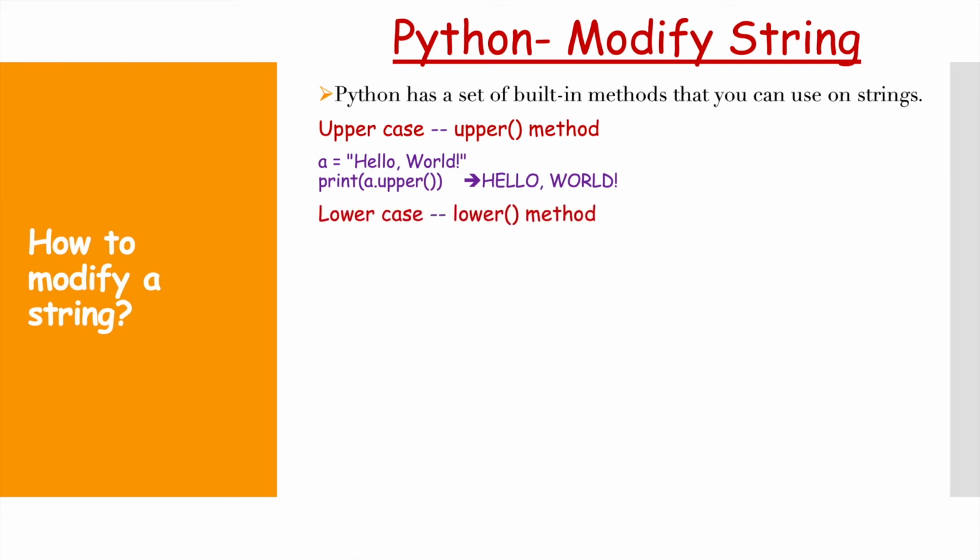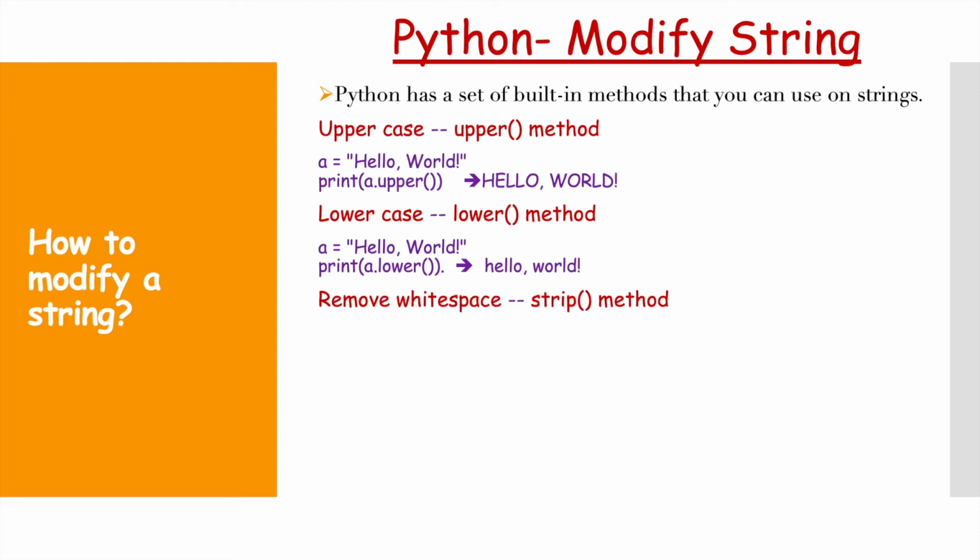The second method we are going to see is the lower method, and the lower method will return the string in lowercase. So here you can see when the lower method is called, it is converting all the characters of the string to lowercase. Then we come to a method called the strip method that removes the white spaces. White space is a space before or after the actual text, and very often you want to remove this space. The strip method removes any white space from the beginning or the end.